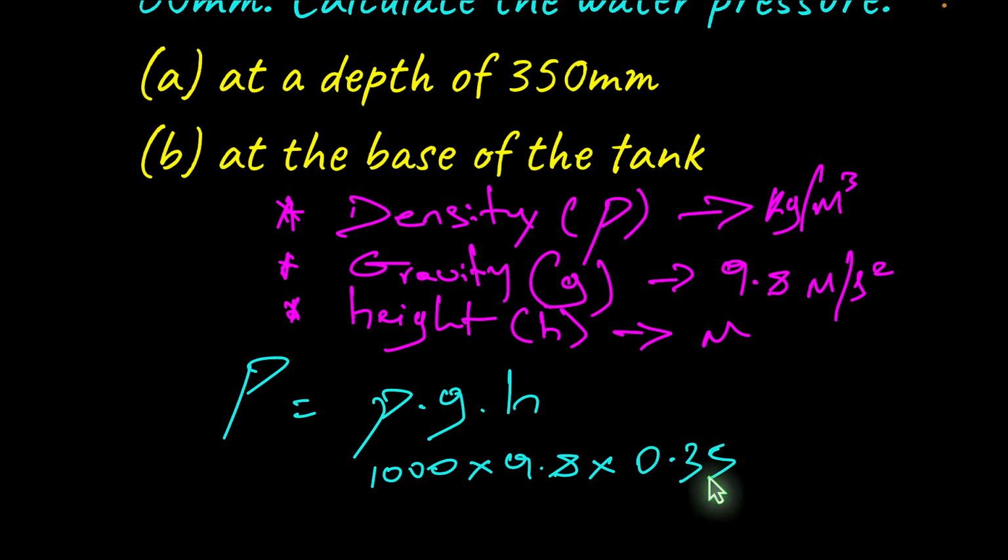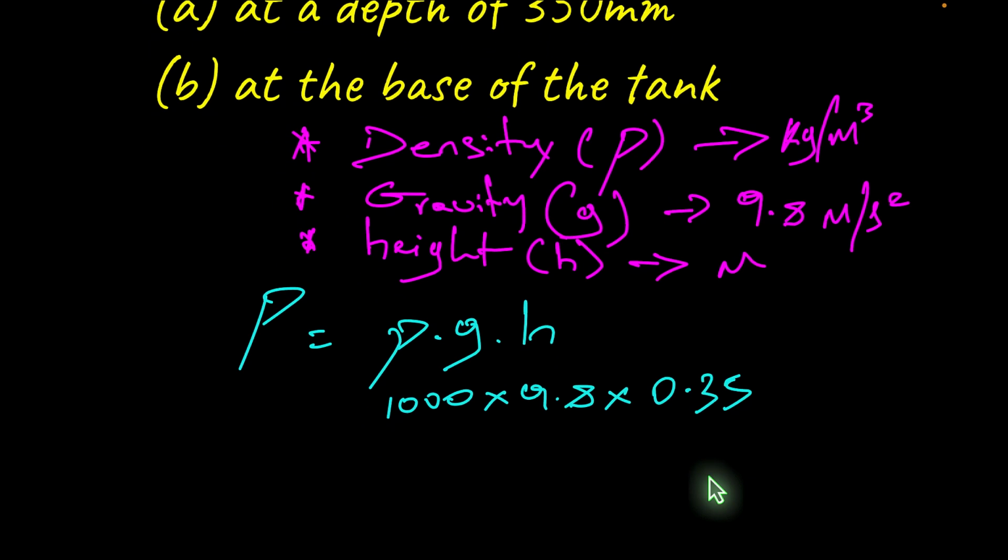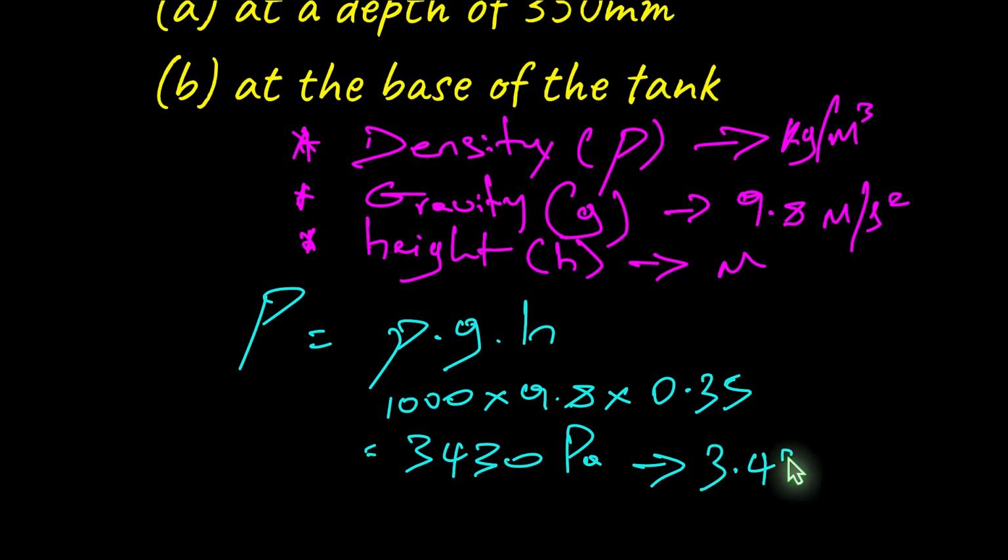So our final answer here, when we multiply out, we get 3,430 pascals. And if we want to write that in kilopascals, divide by 1,000 and we get 3.43 kilopascals. So that's part A.